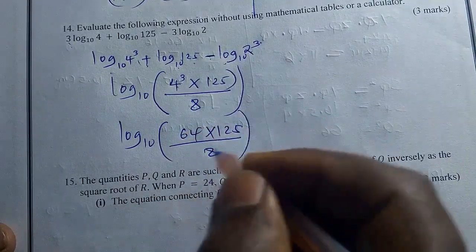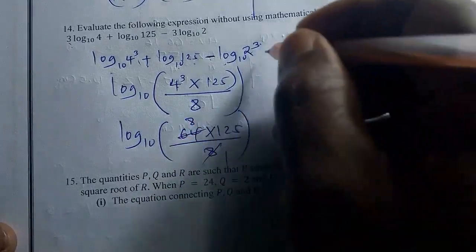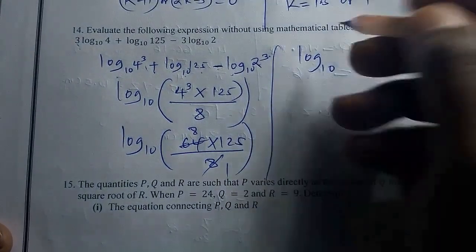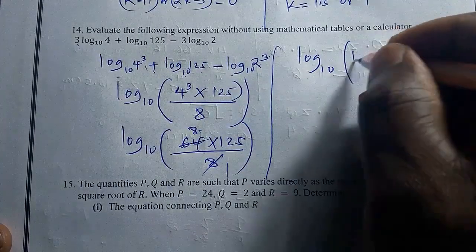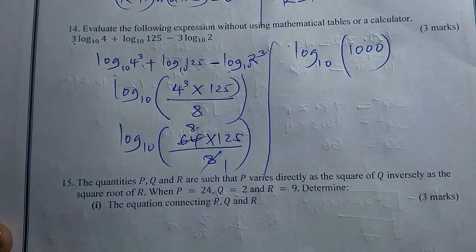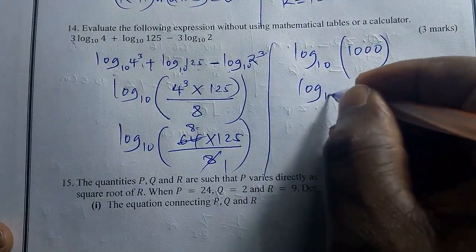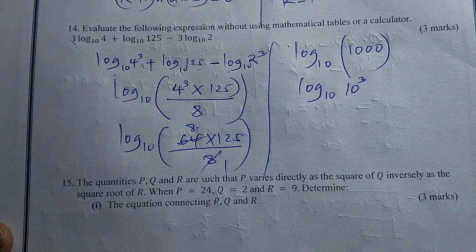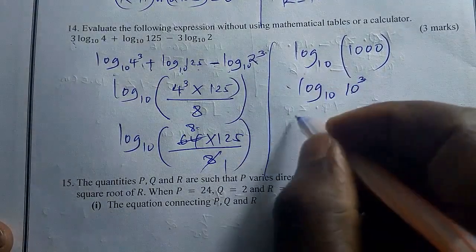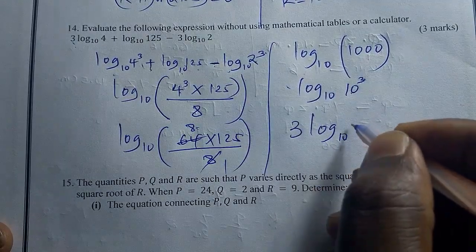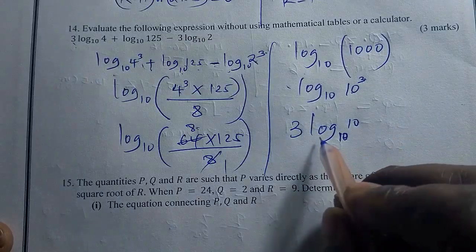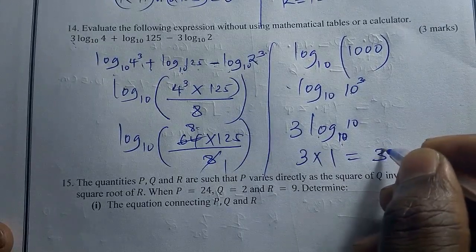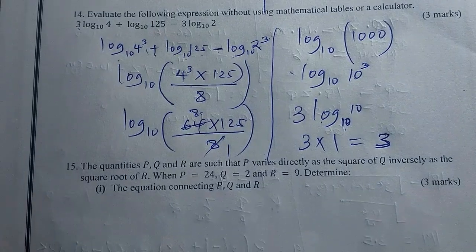But we know this one here, 8 here. So this is the same as log base 10 of, this times this, 1,000. Log base 10 of 10 raised to power 3. We know 1,000 is the same as 10 raised to power 3. Bring this power back here, that is 3 log 10 of 10. So log 10 of 10, the answer is 1. That is 3 times 1, and the answer is 3. So by so doing, you have solved without using a calculator.